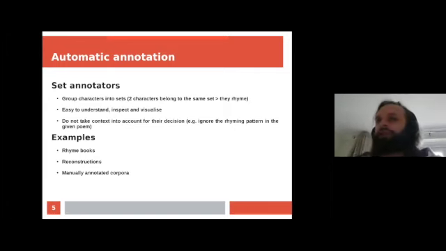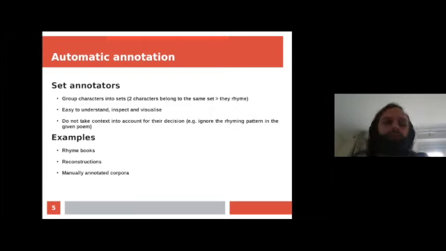As an annotator, what you do is you go through a poem and you say, right, I've seen character A, which set does it belong to? And now I see character B, does it belong to the same set? Then it rhymes or it doesn't rhyme. So it's easy to understand, it's easy to inspect, and it's easy to visualize.